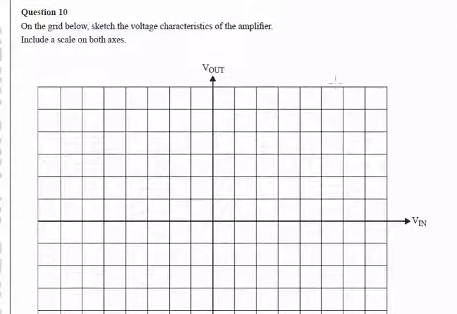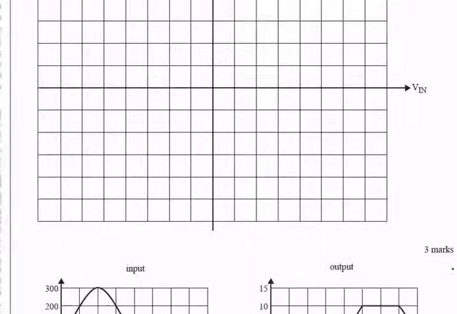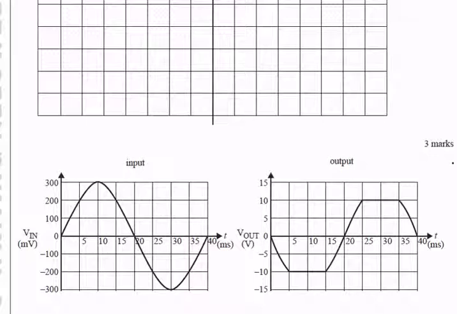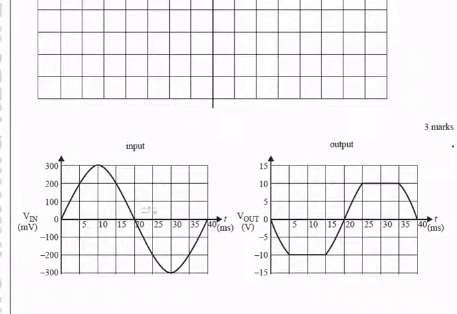Now in this question they want us to sketch the voltage characteristics. They want us to do this graph that looks like that. Include a scale on both axes, so we have to put the scale in as well. I've copied and pasted what we've got over here to make it easier. We've just got to do what turns into what.